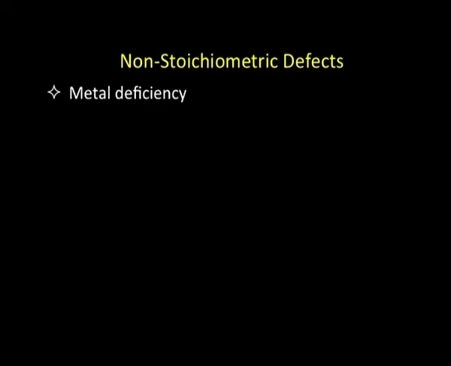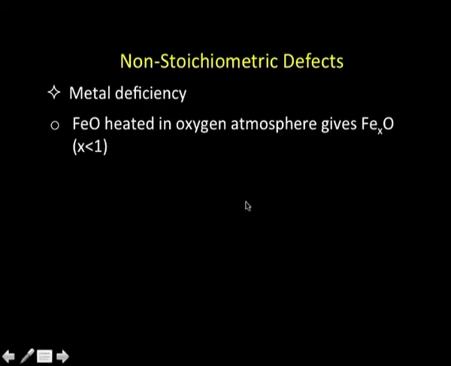Now let us move on to another kind of non-stoichiometric defect, called the metal deficiency defect. In the previous case we had metal excess. The typical example now is ferrous oxide. When heated in an oxygen atmosphere, it gives the composition FeXO, where X is less than 1. That means there is less iron as against the oxide ions.